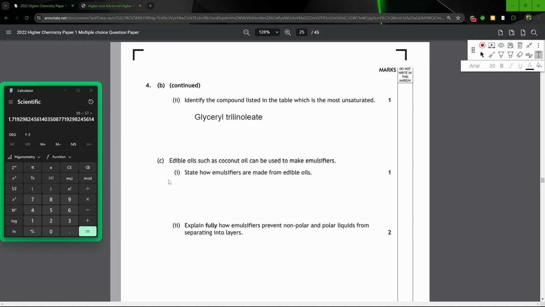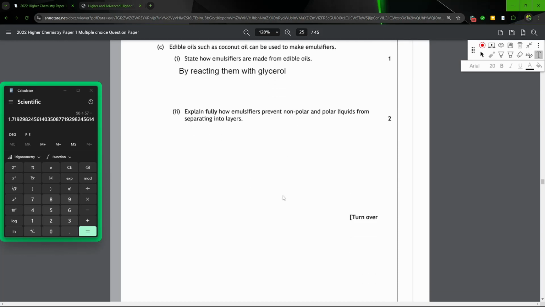Edible oils, such as coconut oil, can be used to make emulsifiers. Say how emulsifiers are made from edible oils, and that is by reacting them with glycerol. Right, I'll move on to 2.